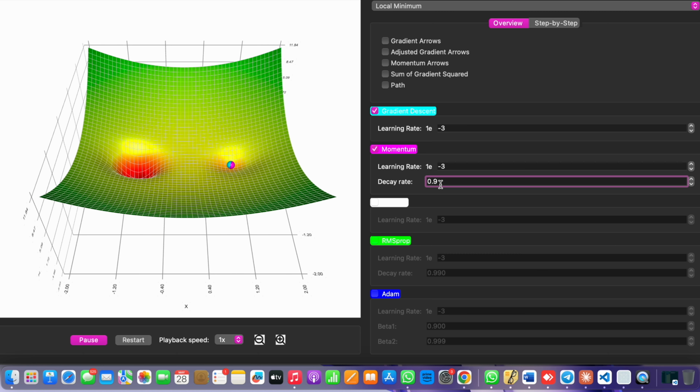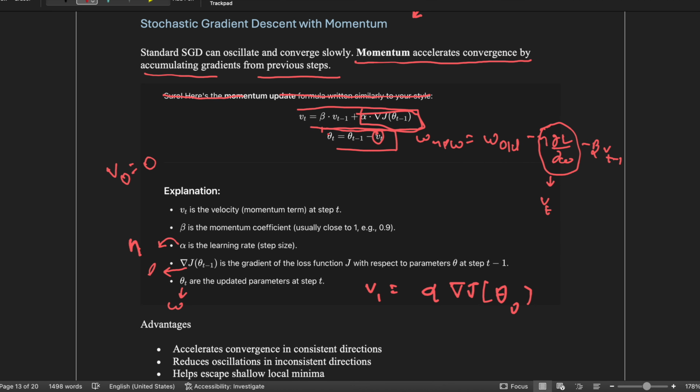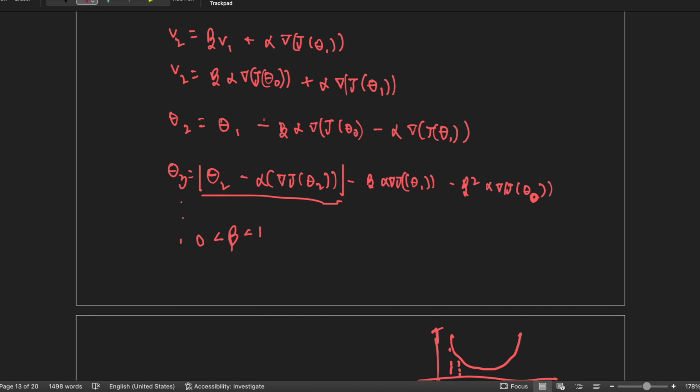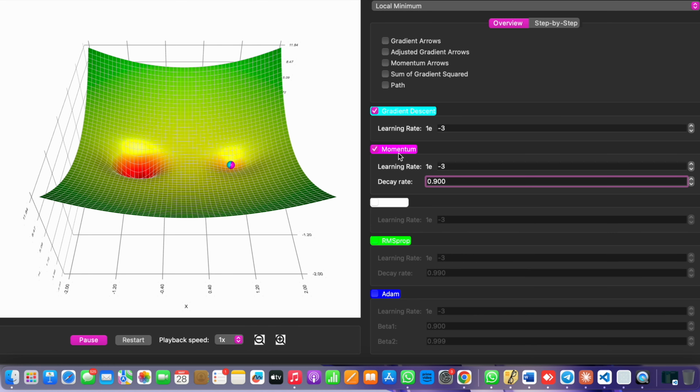If we increase the decay rate, you already know what the decay rate is, beta. So beta will be increased. You already know beta directly helps our weight updation technique by giving more value to it, so weight updation will happen faster. If we increase that to 0.5, keep the learning rate the same for all, and restart, you can see it just escaped the local minima to reach the global minima.